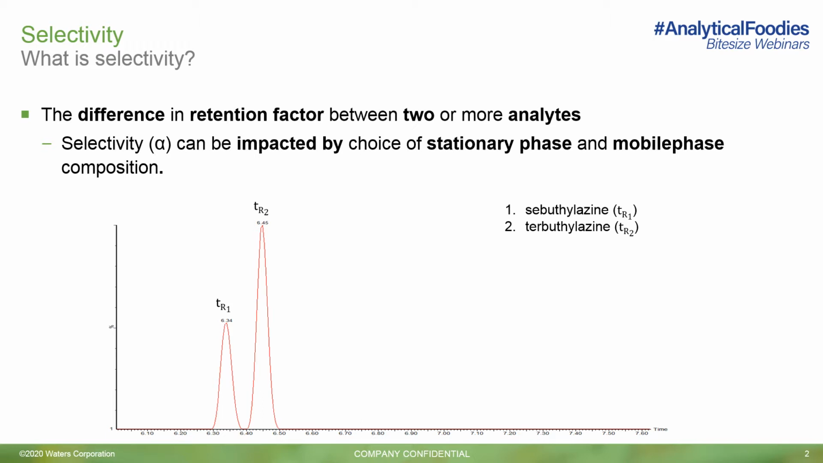Selectivity is a capability of a method to distinguish between two or more analytes. It can be impacted by our choice of stationary phase and mobile phase solvents and additives. An example of where selectivity can be important is where we have compounds which are structural isomers, such as sebuthylazine and terbuthylazine. If separation of these two compounds is not achieved by liquid chromatography, the mass spectrometry acquisition method will not be able to distinguish between the two compounds.